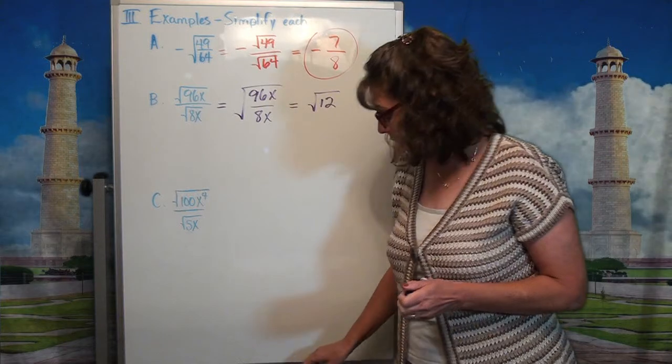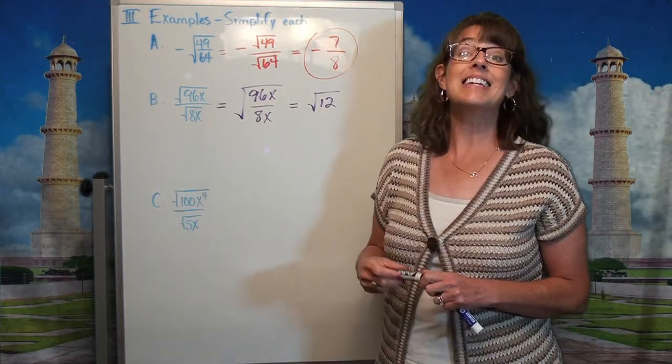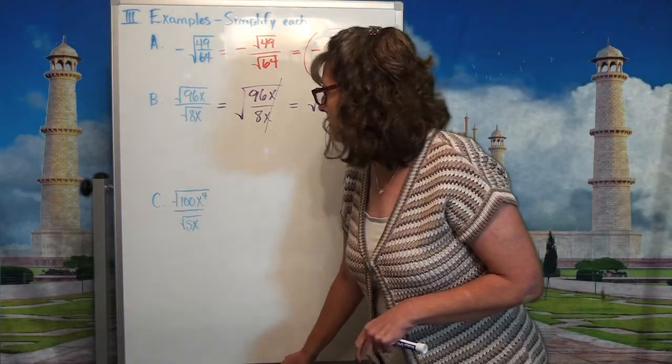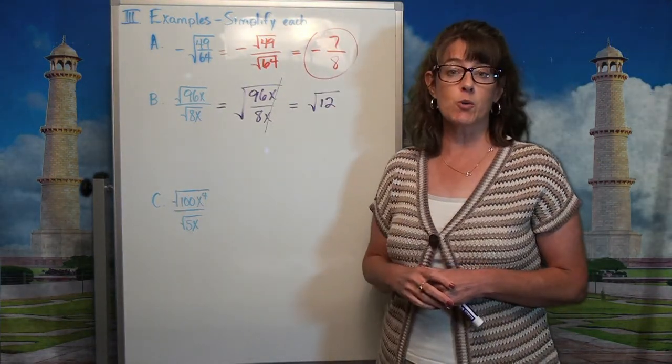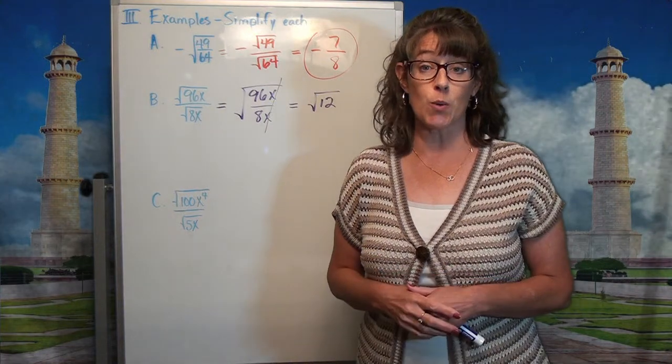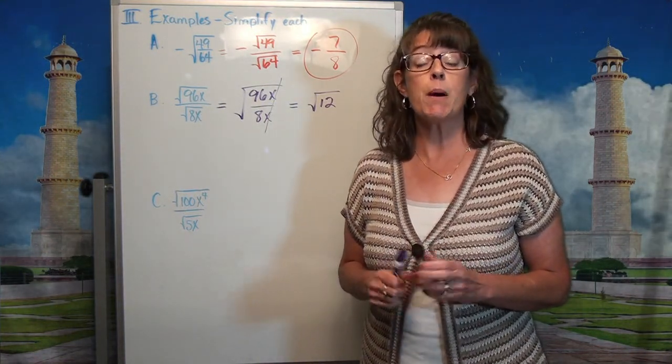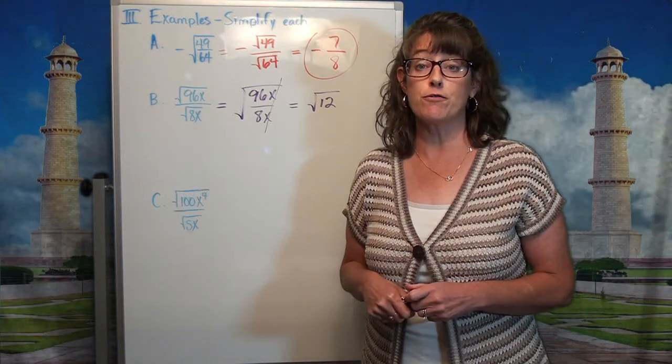More importantly, though, what's going to happen to these x's? Yes, the x's will cancel out completely. Beautiful. Because now all I have to do is simplify this square root of 12. Once again, looking for perfect squares or pairs. Because, can you think of a number that you can multiply by itself to create a 12?